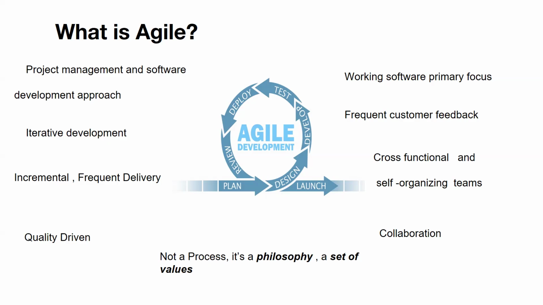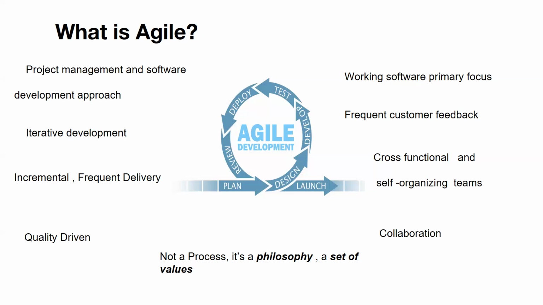It's basically focused on the quality, right? Not only on the completion of the work. Working software is the primary focus. So we are trying to give a working software at the end of each sprint. Frequent customer feedback: we will showcase our activities to the customer on every sprint, and they will provide the feedback.